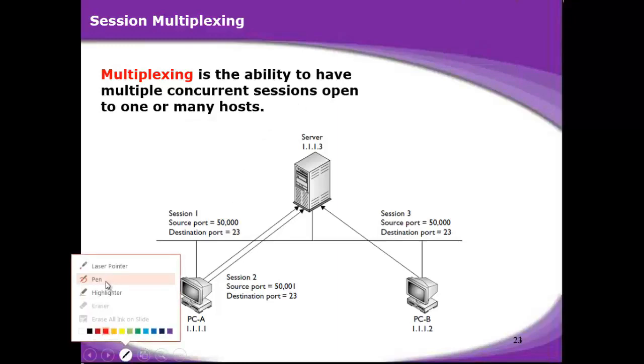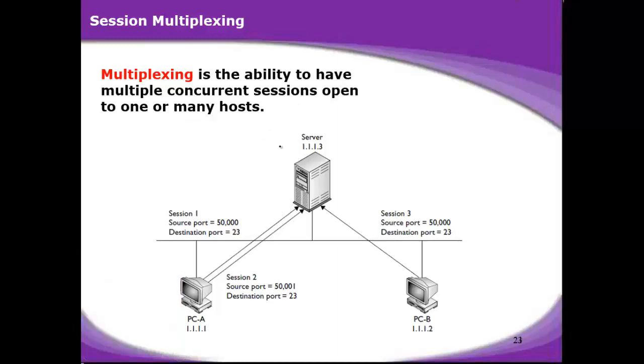If you see here, let's say this is your server and you want to make a telnet session with the server. You send a request, and this request has a source port dynamically generated as 50,000, and the destination port for sure for telnet is going to be 23. But from the same computer you are opening up a new session, which is session 2, and it is going to automatically assign a different port than the previous one.